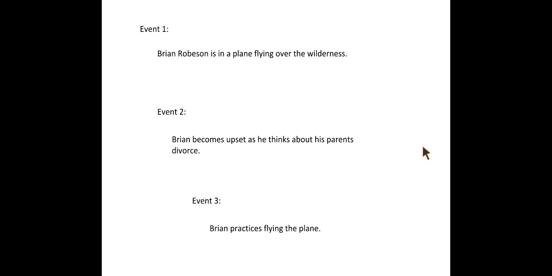These 3 events, Brian is flying in a plane over the wilderness, Brian becomes upset, Brian practices flying, those are the big details that help us create a summary.